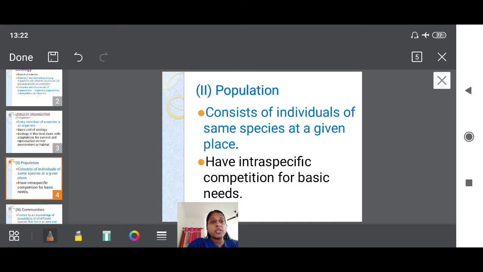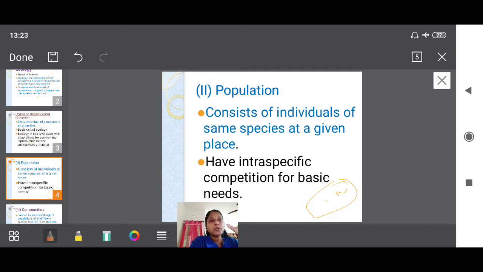The second is population. What is a population? It consists of a group of individuals, a group of organisms. For example, as I told you already, a human population consists of a group of humans in a particular area, maybe 100 or 1000. That is the human population. What is the population of India?